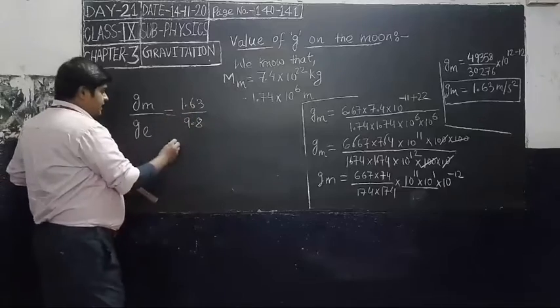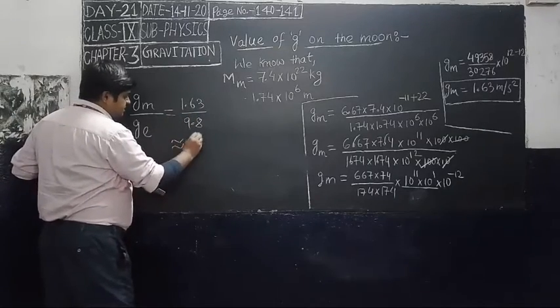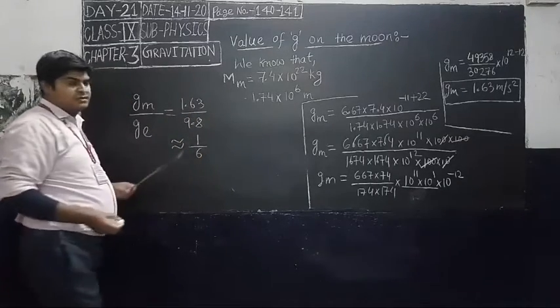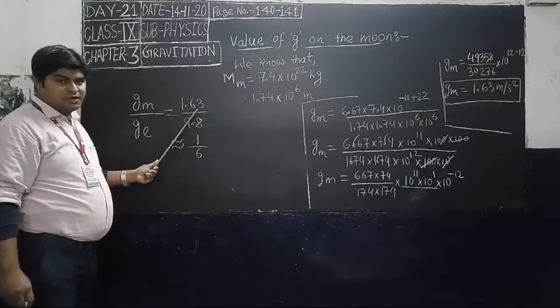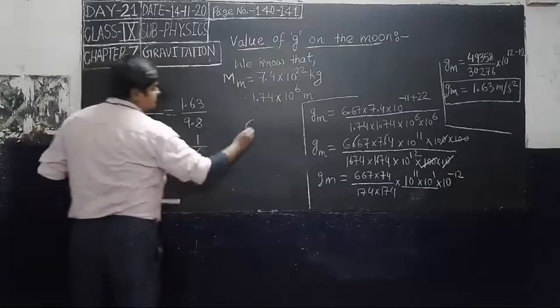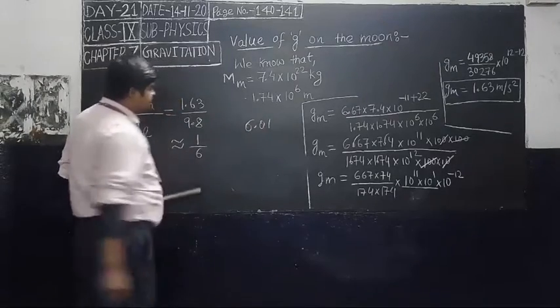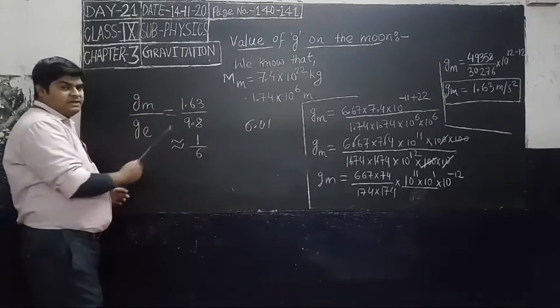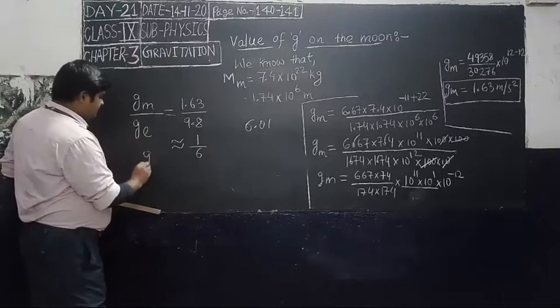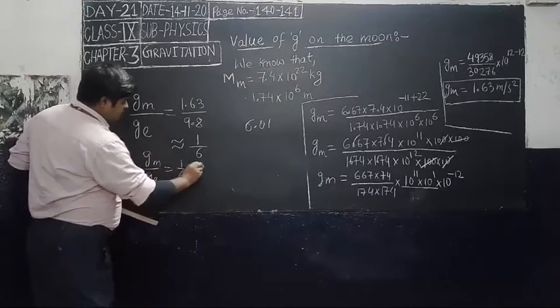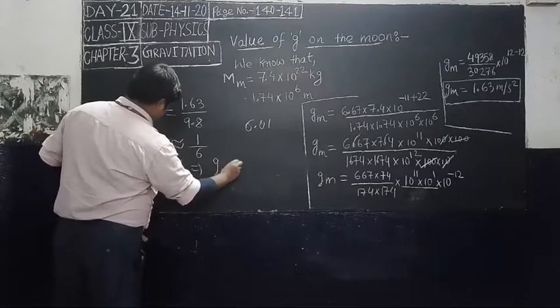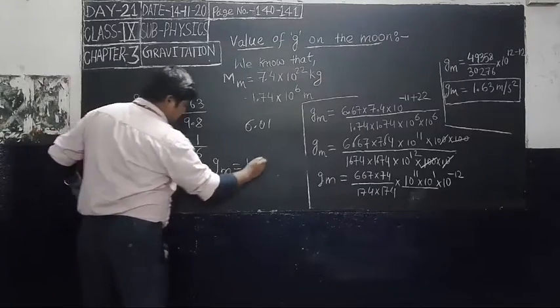When you divide 9.8 by 1.63, it becomes 6.01. So we can say that its value is approximately 1 by 6 times. So gm by ge is equal to 1 by 6, or gm is equal to 1 by 6 into ge.